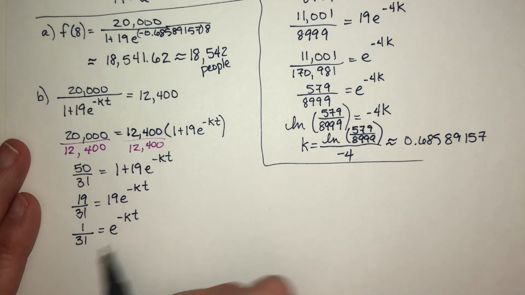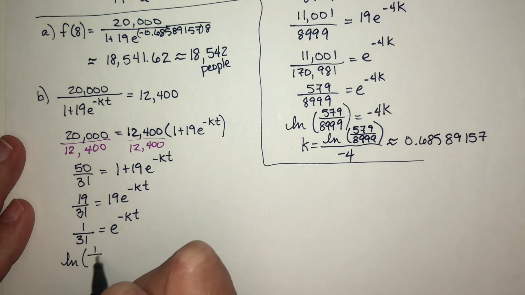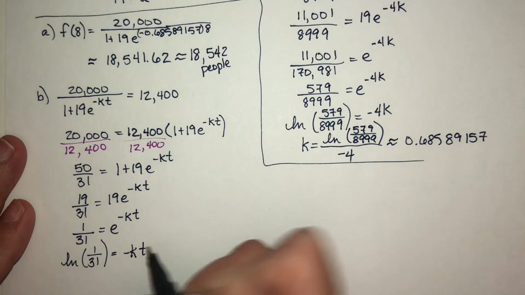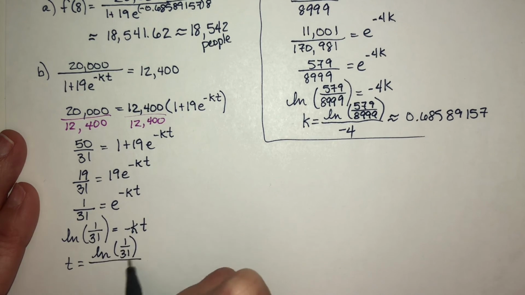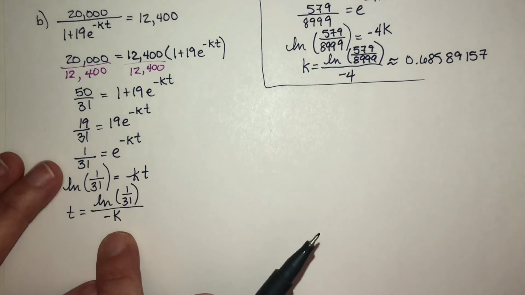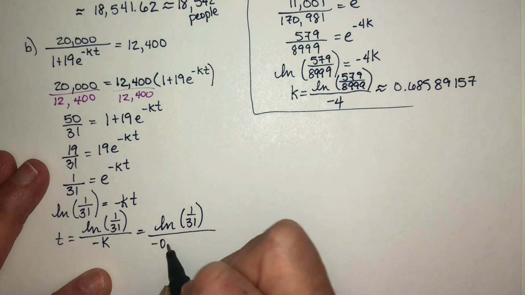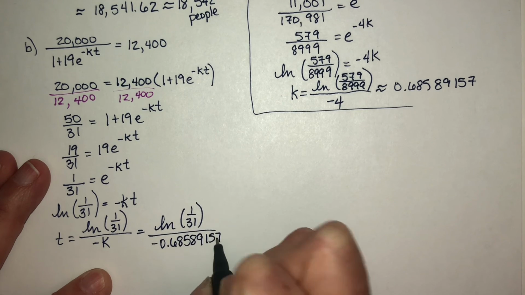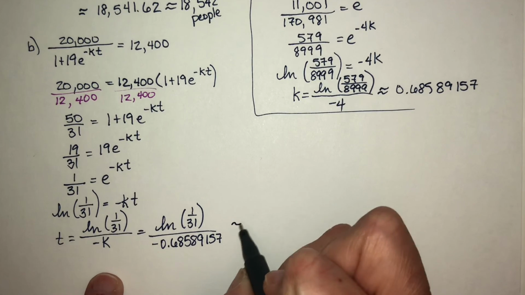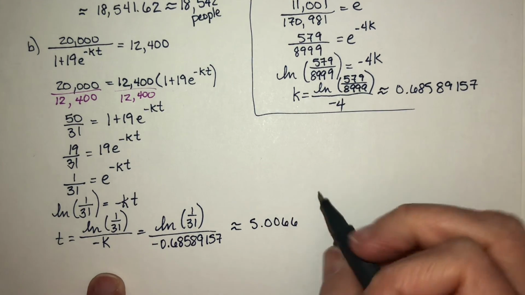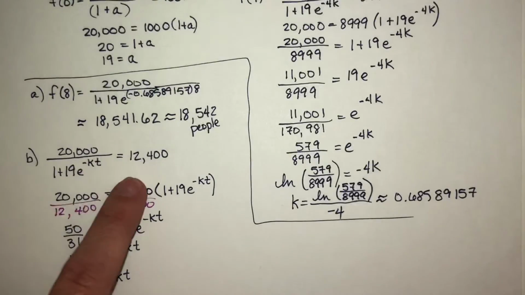Now I can take this that's in exponential form and change it to logarithmic form. So I move the base over to here. I would have log base e, which is simply natural log, and this is negative k t. So my t value is natural log of 1 over 31 divided by negative k. And now I'll take this and plug in my k value. Once you do this arithmetic, you get approximately 5.0066, which they're going to ask you to round, and so your answer will be 5 weeks. So after about 5 weeks, that's when 12,400 people will be sick.